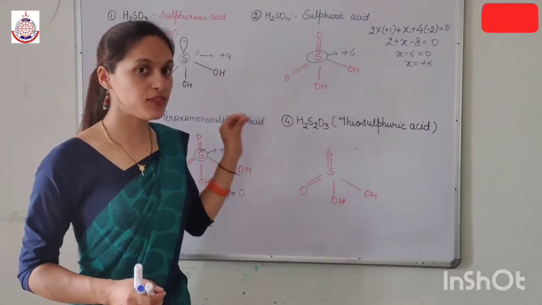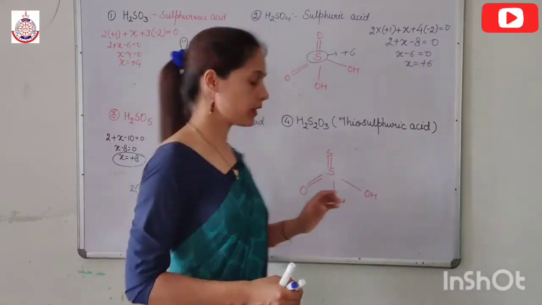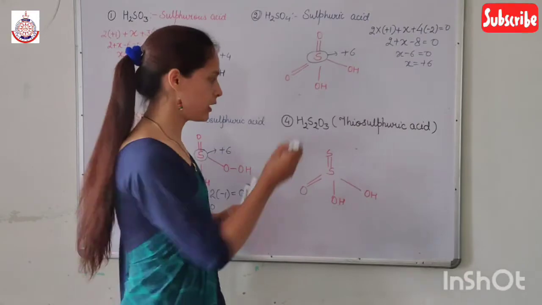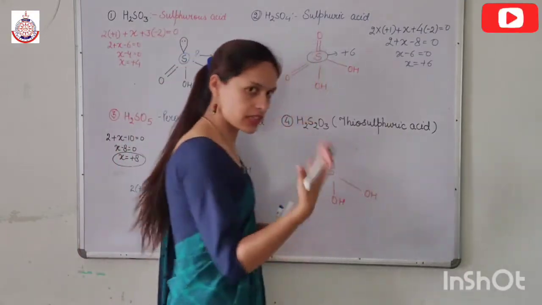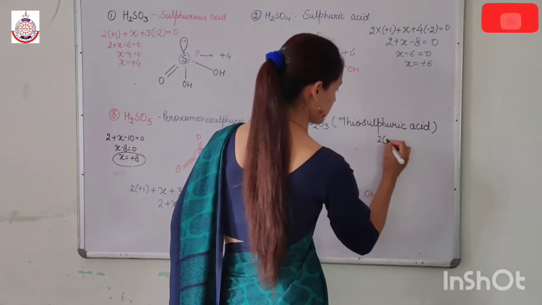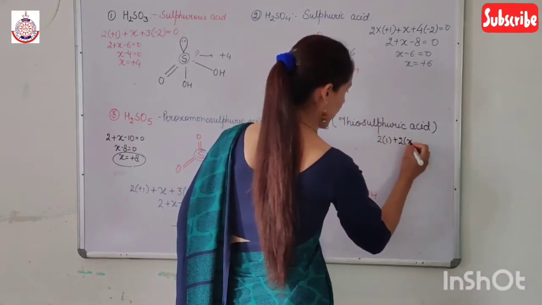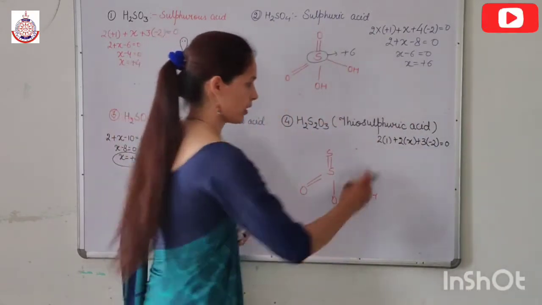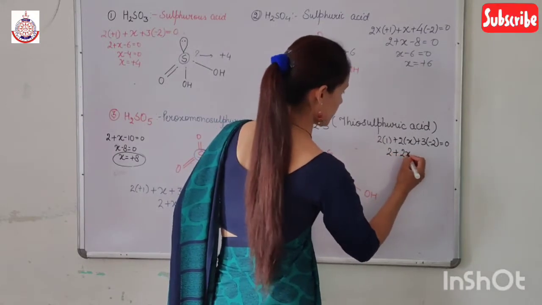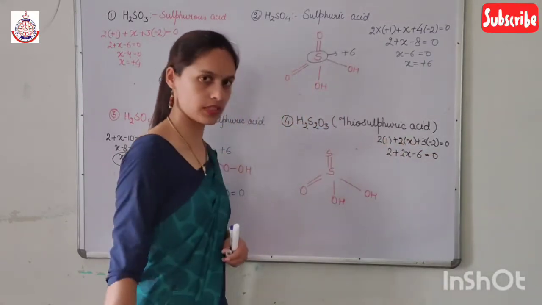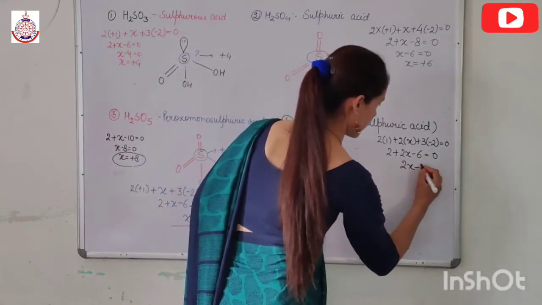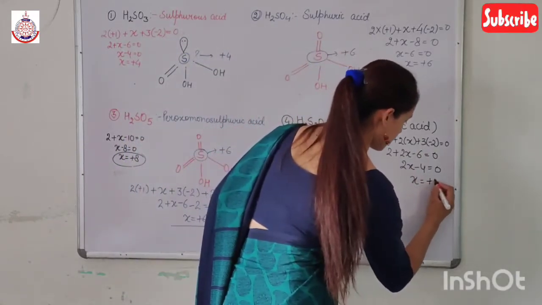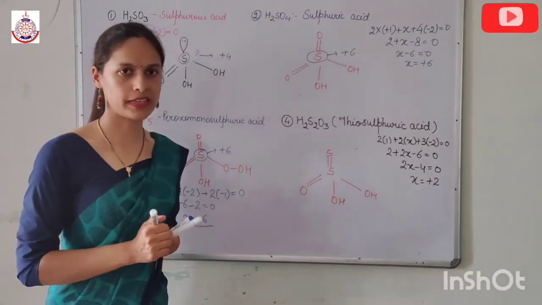Now, in this case, if you calculate the oxidation state of the sulfur by this method, all the oxygens are present in the form of the oxide. So by the previous method, it becomes 2 multiplied by 1, plus 2 into x, plus 3 into minus 2, equals 0. 2 plus 2x minus 6 equals 0. So 2x minus 4 equals 0, and x equals plus 2.